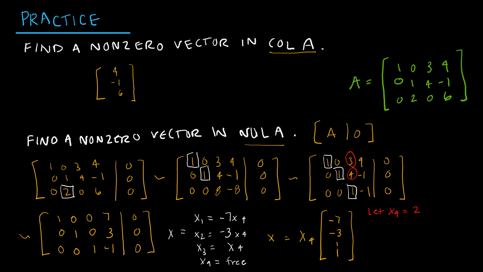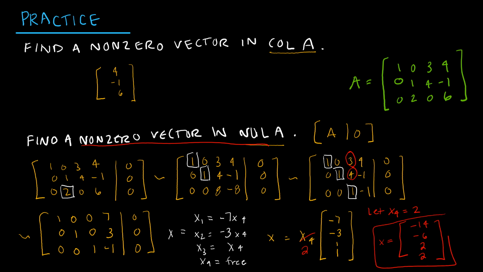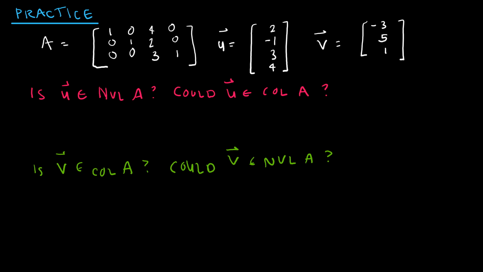So a non-zero vector in the null space of A would be, if I turned this into a 2, which would give me -14, -6, 2, 2. So that's one of the many, many solutions. I could have a solution for any value of x4 that I chose.